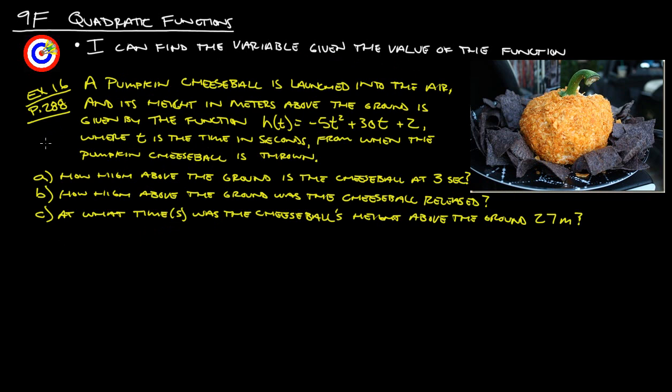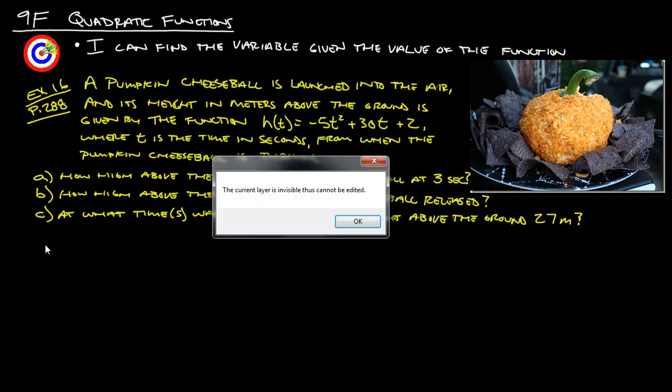A pumpkin cheese ball is launched into the air, and its height in meters above the ground is given by the function h of t equals negative 5t squared plus 30t plus 2, where t is the time in seconds from when the pumpkin cheese ball is launched or thrown. Okay, how high above the ground is the cheese ball at 3 seconds?